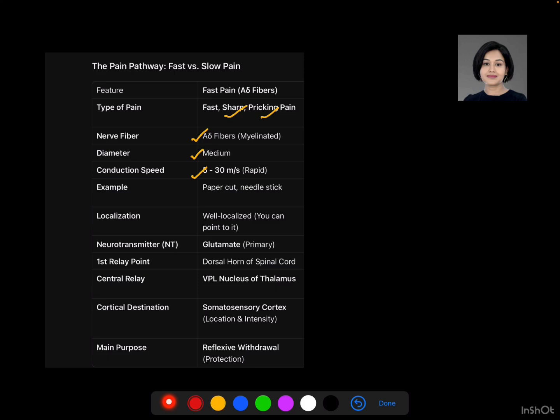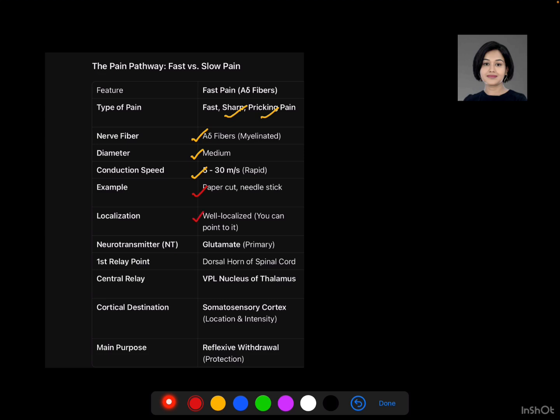Example, this is a very important point. Paper cut, when your finger suddenly gets cut by paper, or a needle stick injury, that kind of pain you perceive very, very fast. That's why they are known as fast pain, sharp pain. Okay, example, you must remember paper cut and needle stick pain.